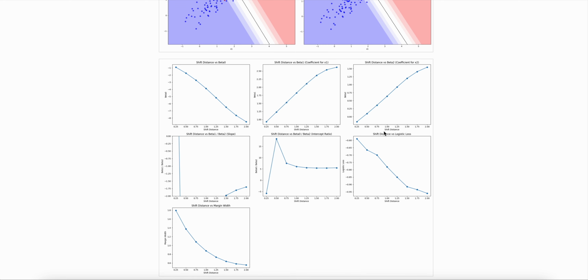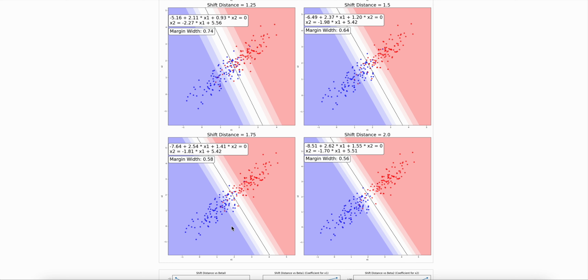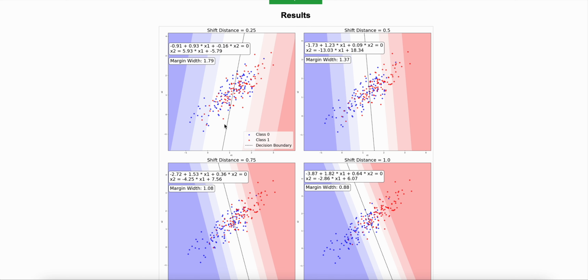Also when the shift distance increases, we can see the logistic loss decreasing, and so does the margin width. So when you look at the 8 different plots, when the shift distance is lower, we can see the margin width is bigger. That means it's not an efficient way to classify, because there's a broader possibility of which classes are in which places.